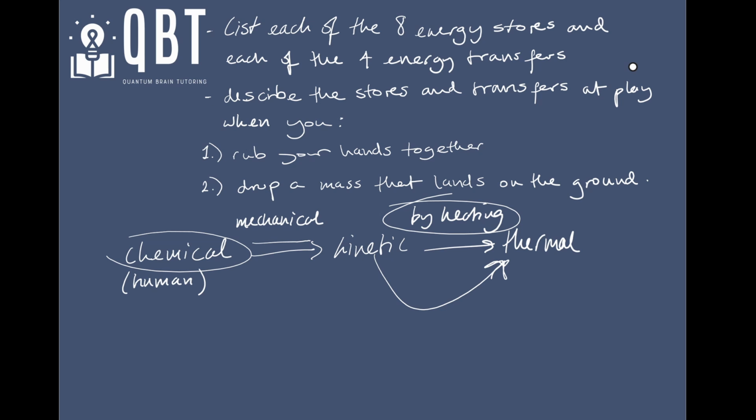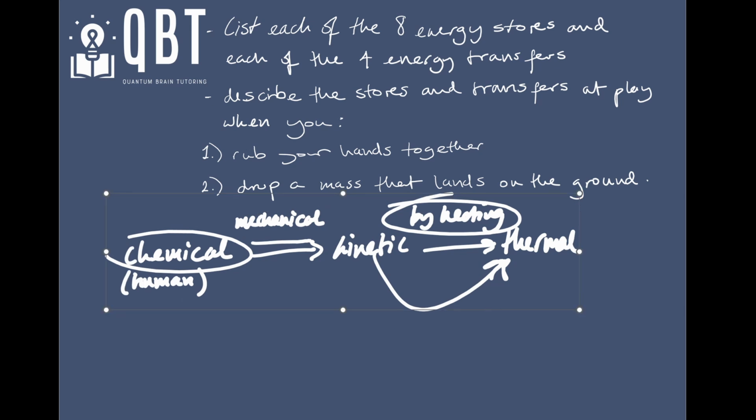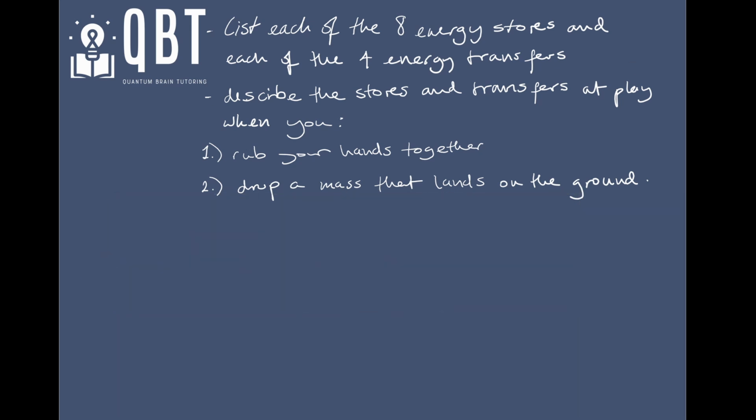So this one is where we are dropping, let's just get rid of this so we can give ourselves as much space as possible, a mass that lands on the ground. That's a different situation. So let's say that we've dropped the ball already, just from the moment that we've let go. We're going to ignore the chemical transfer happening from the muscle to the kinetic transfer when we let go. I'm just ignoring that for now. So the ball is now in motion.